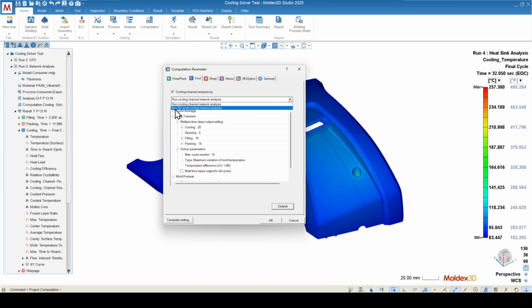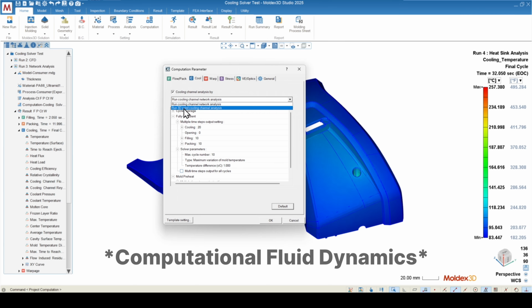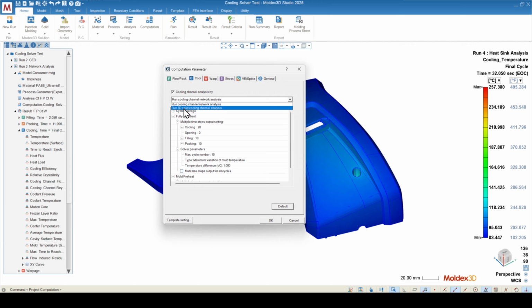The other option here is a 3D CFD. This is a full comprehensive CFD for the flow characterization in your cooling channels. And so you'll be able to see more complex result outputs than what you would get out of a network analysis or what you would get out of the heatsink analysis with respect to how the flow is actually moving through the channels.